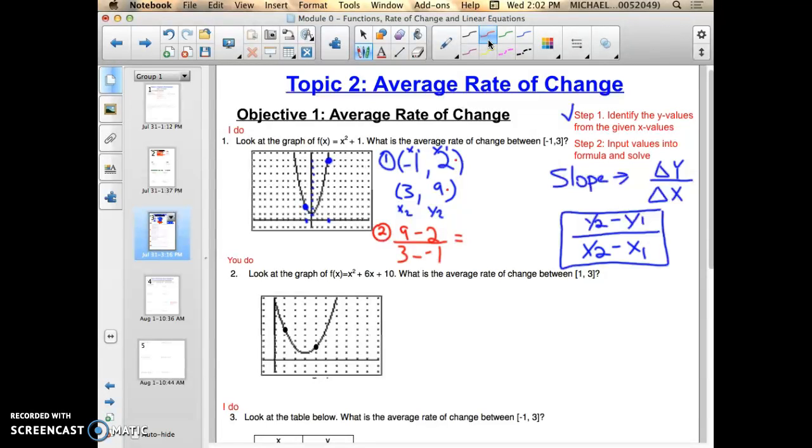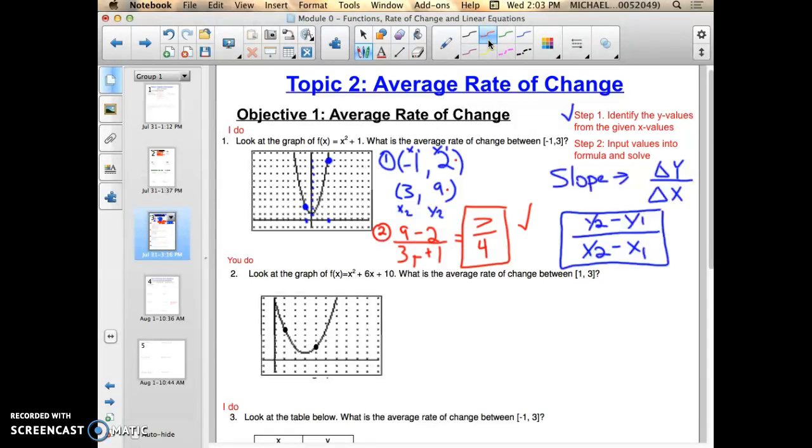So 9 minus 2 is 7, over 3 minus a -1. Minus a negative becomes positive, so 3 plus 1 is 4. At times your answer might be a whole number, other times it might be an improper fraction like this, or just a regular fraction. But if it is in fraction form, you can go ahead and leave it like that. So my final answer is 7/4.